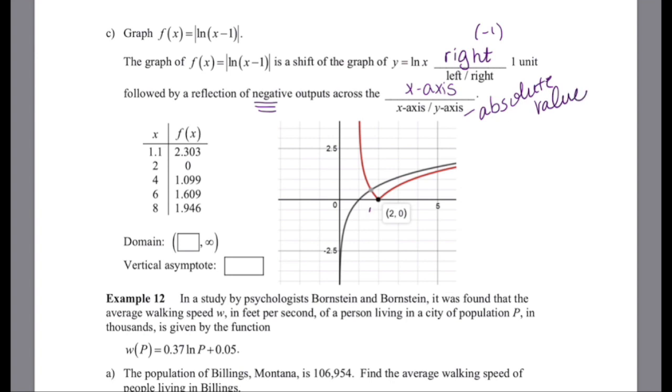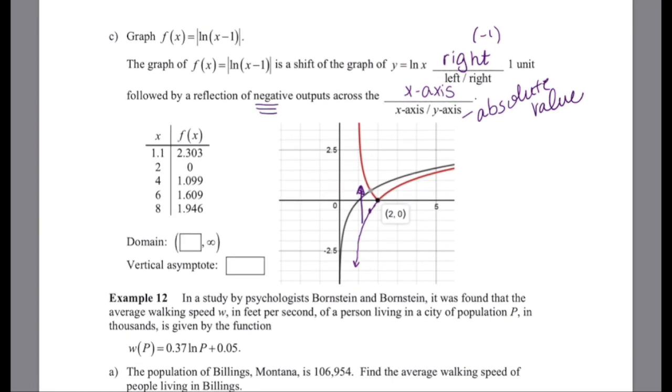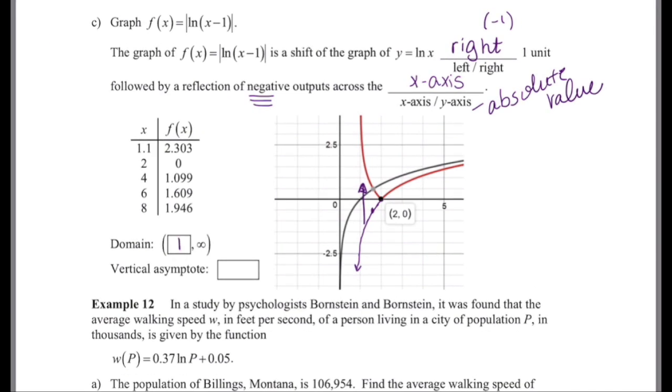So our points might have been down like this, but because the absolute value tells us that we cannot have negative values, these values are only reflected across the x-axis. We're not shifting our graph up or down. We shifted it right, so our domain is going to shift right 1 unit. So instead of being from 0 to infinity, we are now going to be from 1 to infinity. And we have a new vertical asymptote at x equals 1, shifted to the right.